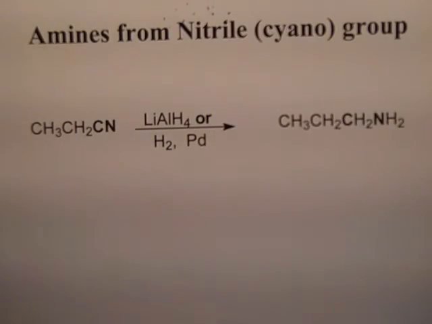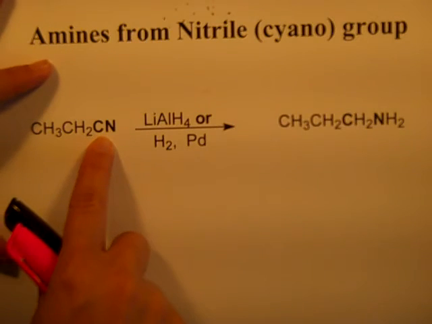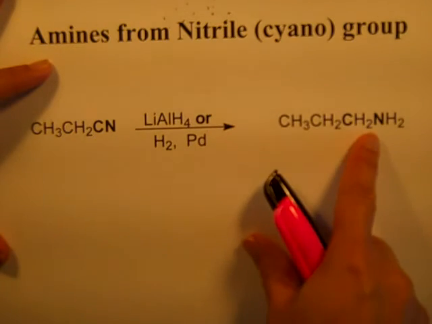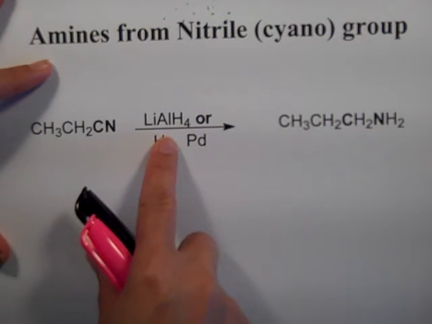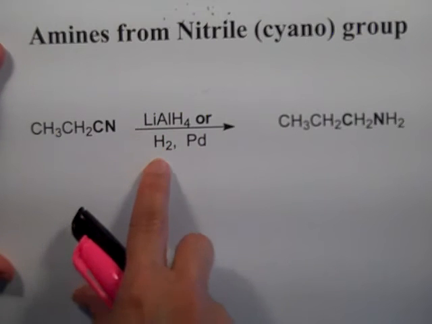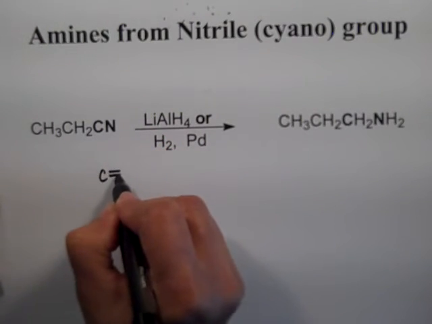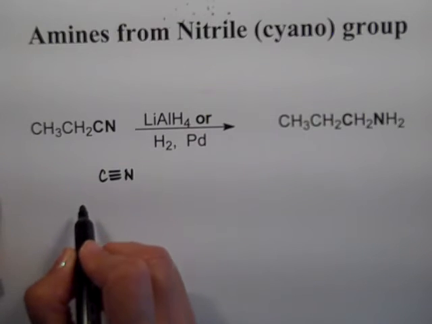So this is what we do. We try to use other groups aside from just the direct alkylation of the nitrogen. A cyanide or nitrile is easily converted into a primary amine with reducing agents like lithium aluminum hydride, or if you want to do a hydrogenation reaction, because remember there's a triple bond between the carbon and the nitrogen.